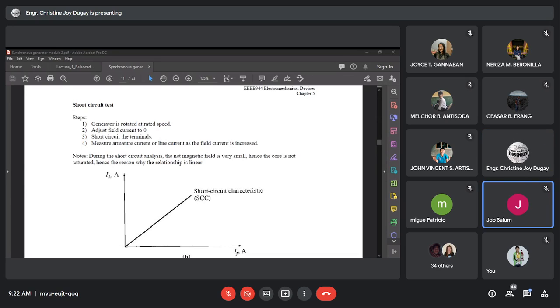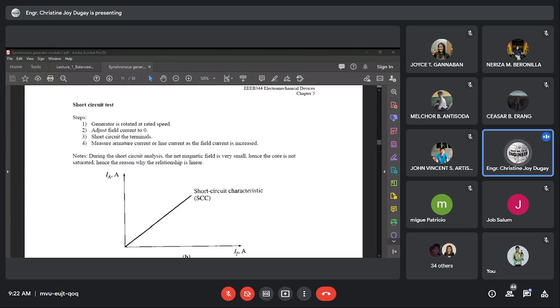Pinagdidikit po ba yung... Yes, pagdikitin niyo yung mga wires niya or yung terminals niya. Yun yung ibig niyang sabihin. So measure the armature circuit or the line current of the field as the field current is increased. You have to note here that during the short circuit analysis, the net magnetic field is very small. So hence the core is not saturated. Hence the reason why the relationship is linear. Yan po yung relationship niya. Linear. Straight line lang po siya.